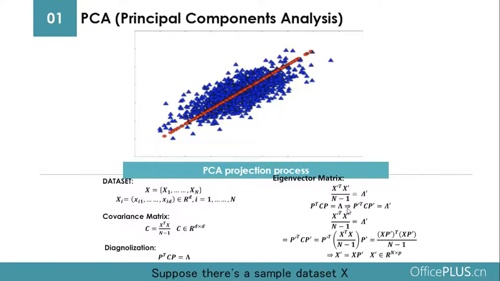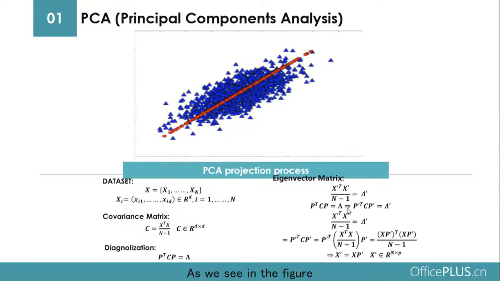Suppose there's a sample data set, X, and D is the features number of each sample. Then we compute the covariance matrix of the sample matrix by the first formula, where n is the number of samples, C is the covariance matrix. Next, we diagonalize the covariance matrix by the diagonalization formula. When we perform PCA, we should choose the number of features p, so we maintain the eigenvectors corresponding to the top biggest p eigenvalues. According to the above formulas, the dimension reduction is done.